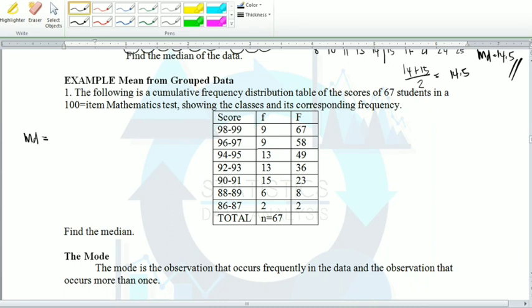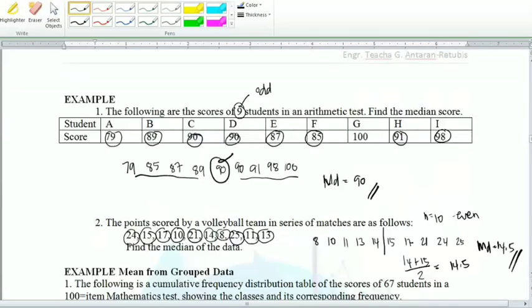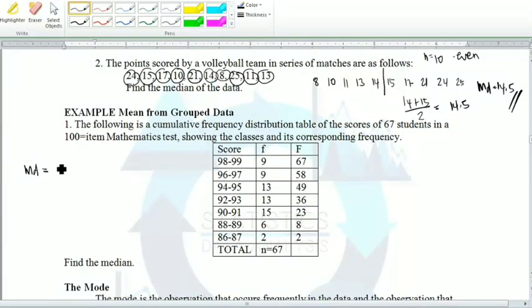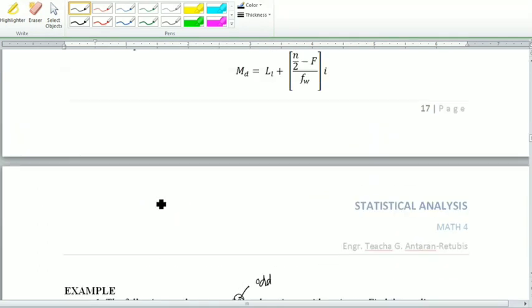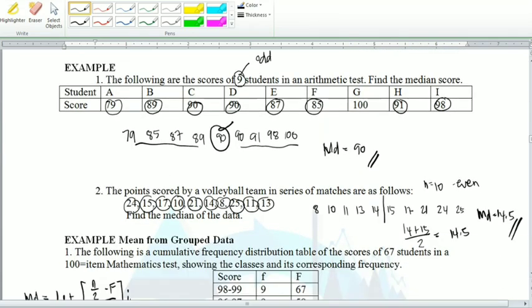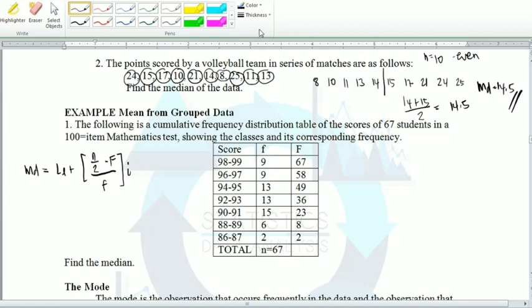Now, if you could recall, here, the formula for median is LL, okay, let's just copy it, LL plus bracket n over 2 minus F all over your frequency times your class size. Okay, let us check again. N over 2 minus F. Okay, so in this case, we are to find first your n. Looking at the table, your n here is 67.